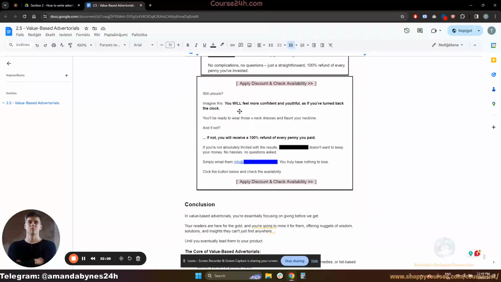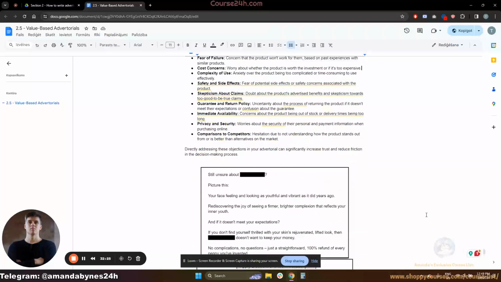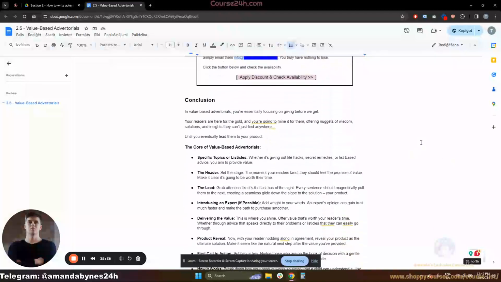Like for example here, if you don't experience benefits, there's a 100% refund. If you're not absolutely thrilled with the results, the brand doesn't want your money, simply email them here and they'll return your money. So make it very clear, very safe for them, so they don't feel like they're going to get scammed, or that the guarantee is fake. Be as detailed and easy to understand as you can.